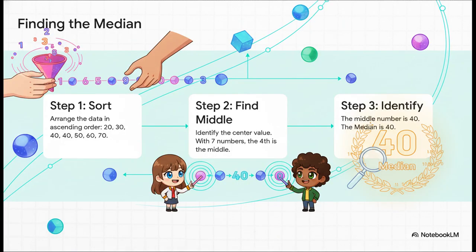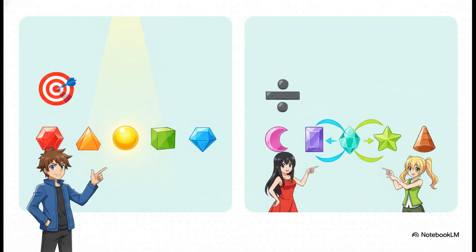And this shows you exactly how it works. We take our scores and we line them up in order, smallest to largest. Now, since we have 7 scores, that's an odd number. It's easy. There's a perfect middle. You've got 3 numbers on the left, 3 numbers on the right, and right there, smack in the center, is 40. That's our median.